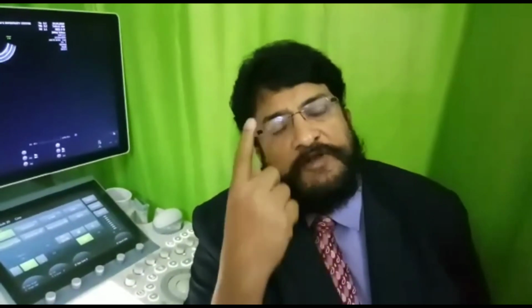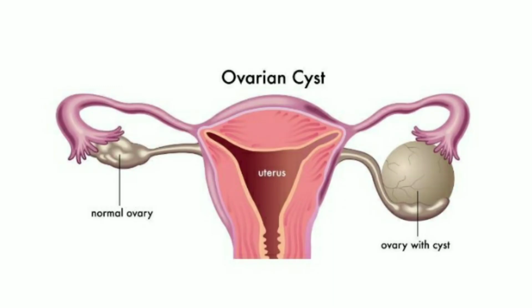Now what will happen to the blood flow to the ovary? You can see that once the cyst gets twisted, the blood flow gets cut off. So it can cause infection and severe problems.